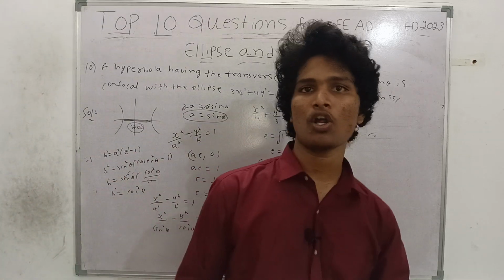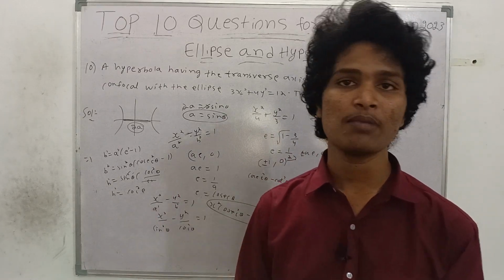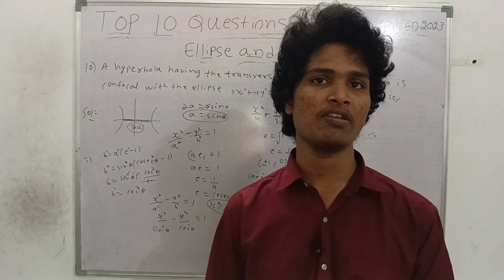So guys, the top 10 questions are completed, and that's it for hyperbola and ellipse. These are more than sufficient questions because there are very few questions in JEE Advanced previous years.